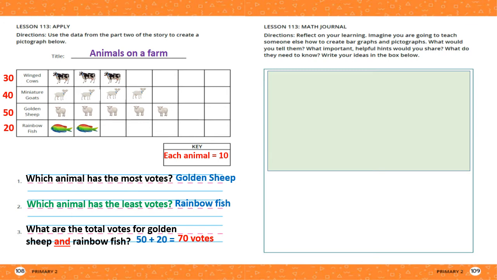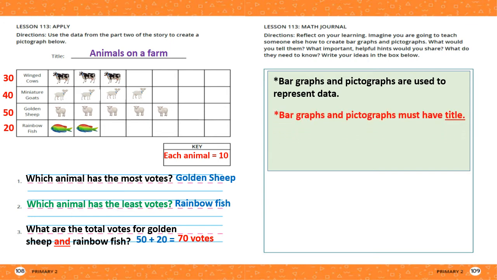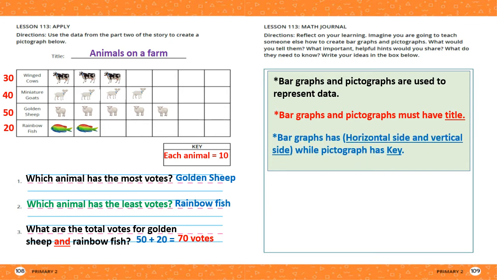Now the math journal part. Reflect on your learning. Imagine you are going to teach someone else how to create bar graphs and pictographs. What would you tell them? Okay, bar graphs and pictographs are used to represent data. We use graphs to represent data. Bar graphs and pictographs must have a title. Bar graphs have two sides, horizontal side and vertical side, while pictograph has a key.